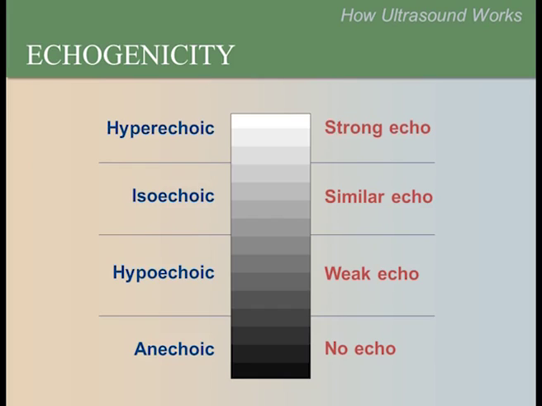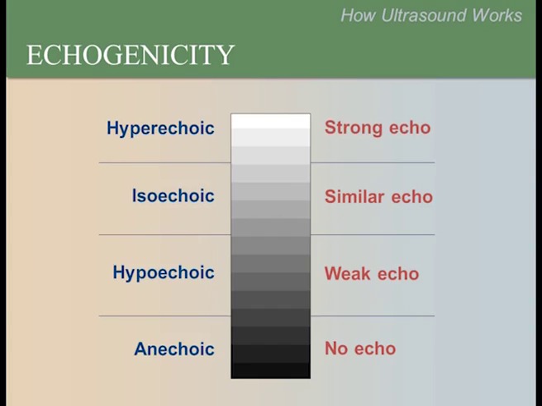Hyper means over or above. So hyperechoic means a very strong echo, which will appear brighter than surrounding echoes, usually white or light gray. The prefix "an" means none. Anechoic structures appear black because they do not reflect sound waves.